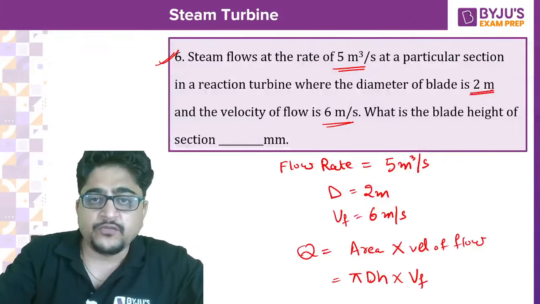Now again tell me the answer. What is velocity of flow? Velocity of flow is coming as 49 meter per second. It is given. What is diameter of the blade? Diameter of the blade is 1.8 meter. What is the steam flow rate? Steam flow rate is 5.4 meter cube per second.